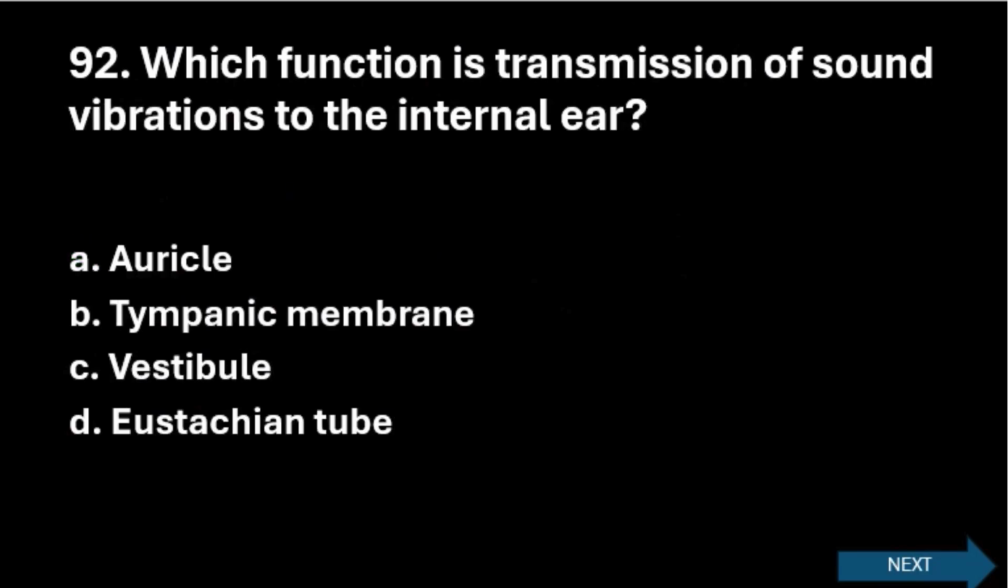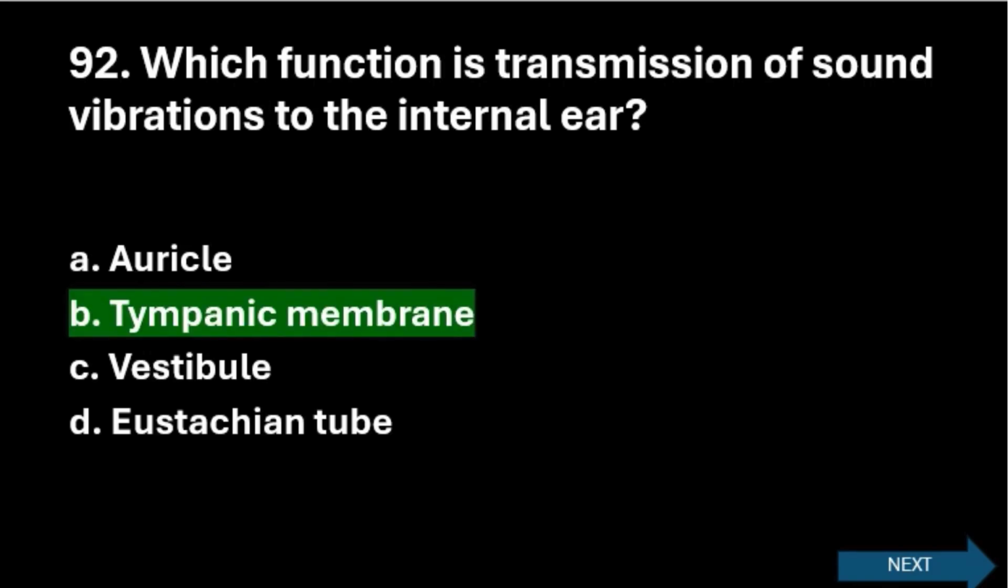Next question. Which part is functioning for transmission of sound vibration to the internal ear? Option A, auricle. Option B, tympanic membrane. Option C, vestibule. Option D, eustachian tube. Let us see the right answer. The right answer is option B, tympanic membrane.